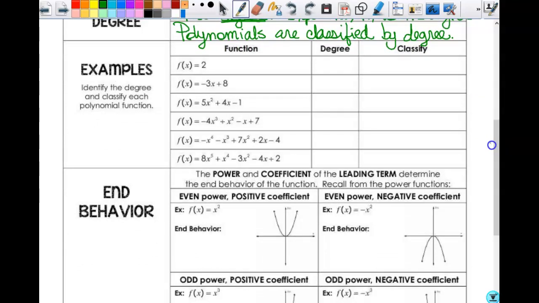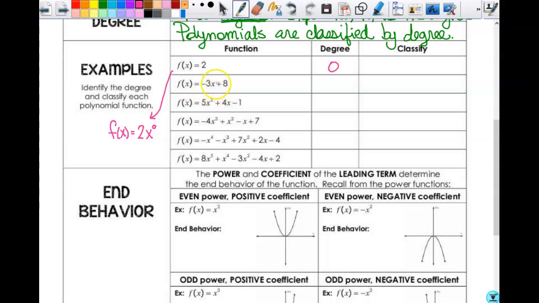So let's look at these examples. It says identify the degree and classify each polynomial function. Okay, so the degree of this one, the highest exponent. Well, I don't have any exponents. I don't even have any variables. So what I could say about this one, I could say that this is f of x equals 2 times x to the 0 power. Okay? And anything to the 0 power is 1. So that means my degree here is 0.